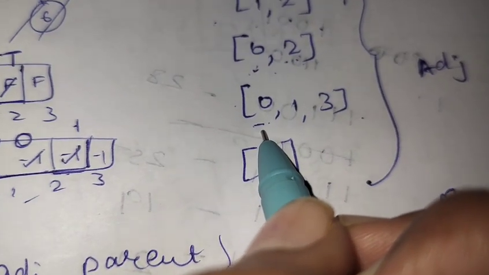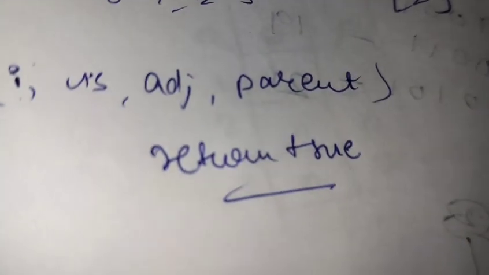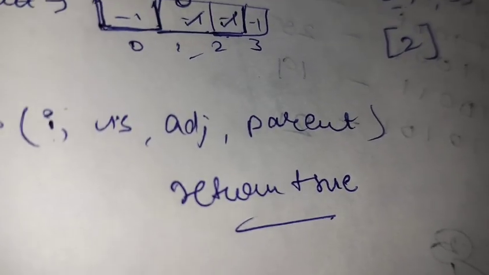So what are we going to return? We are going to return true. That is, a cycle does exist. I'll write the code.